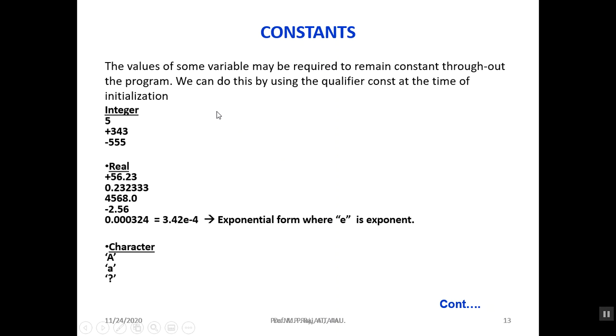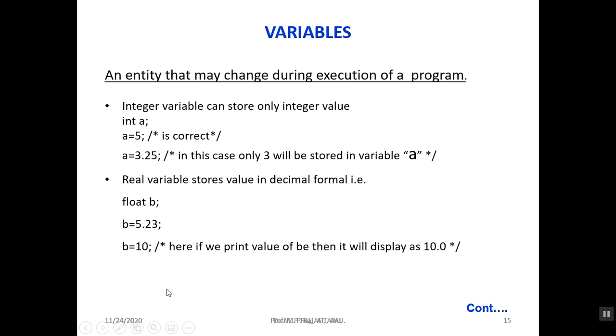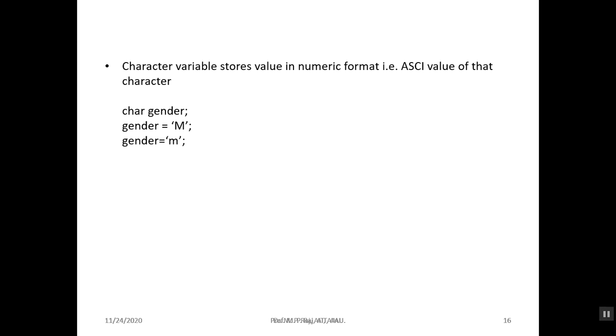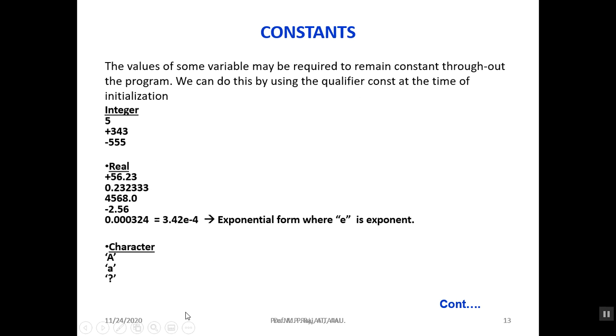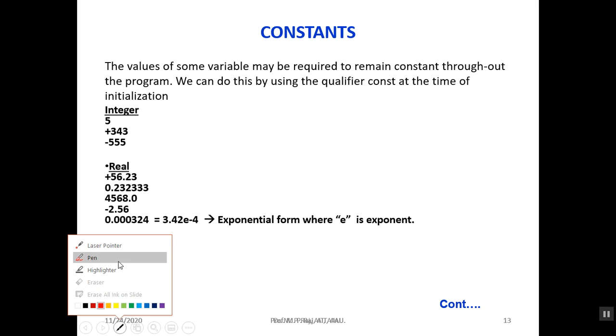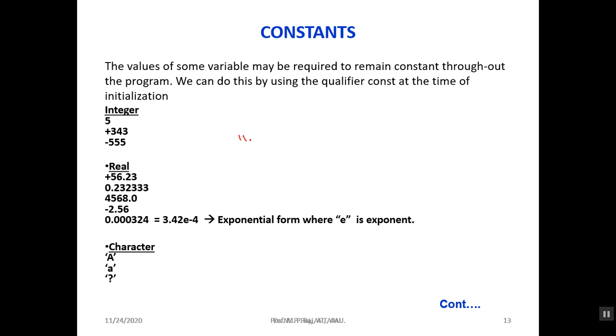But what can I fix? Either it can be an integer value, a real value, a character value, or a string. Like if I say, I hope you can understand, I have written hello. So hello is a constant, but it is enclosed in double quotes, whereas a character is enclosed in single quotes. I can write numbers directly.